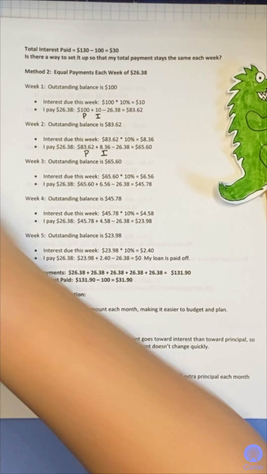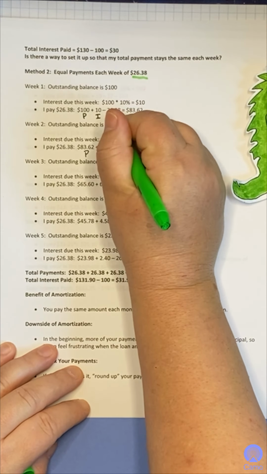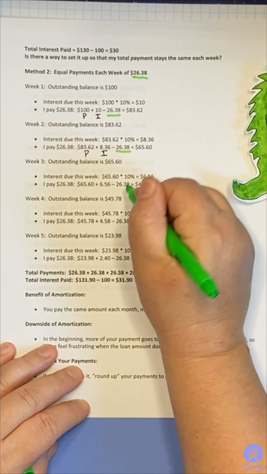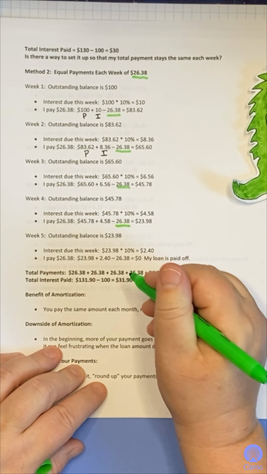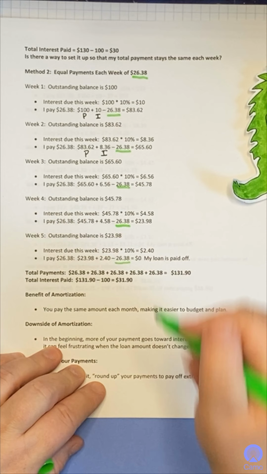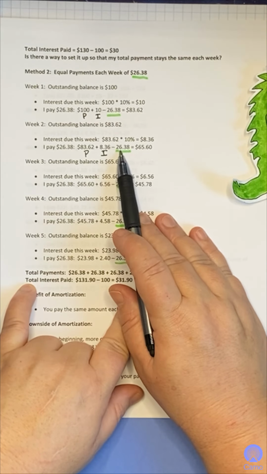And here I'll go with green in honor of our friend Godzilla, who's learning a lot every week, except for possibly the last week. Sometimes the last week it's a little funky. In this case, I picked an example where it isn't funky. It works out. So I'm going to pay $26.38.